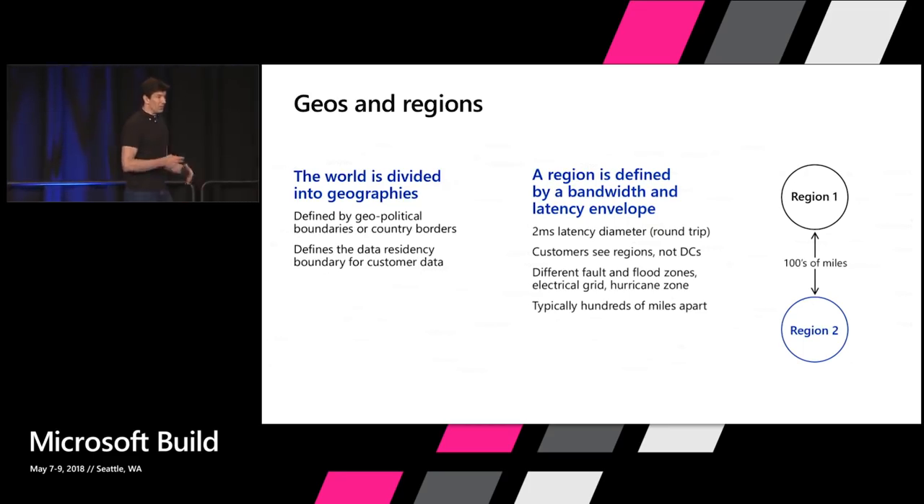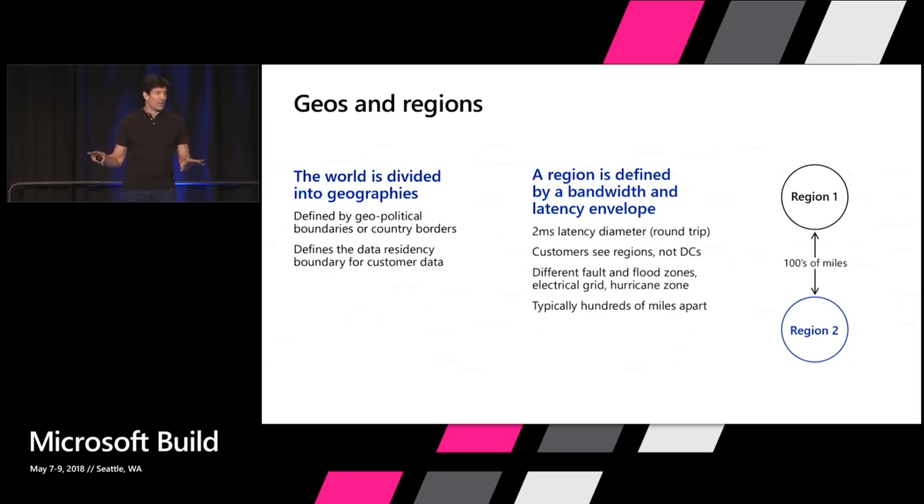And we do that so that you can build an application that can replicate data within that region. Then we also have this architecture where we pair regions together so that you can do a disaster recovery failover from one region to another.